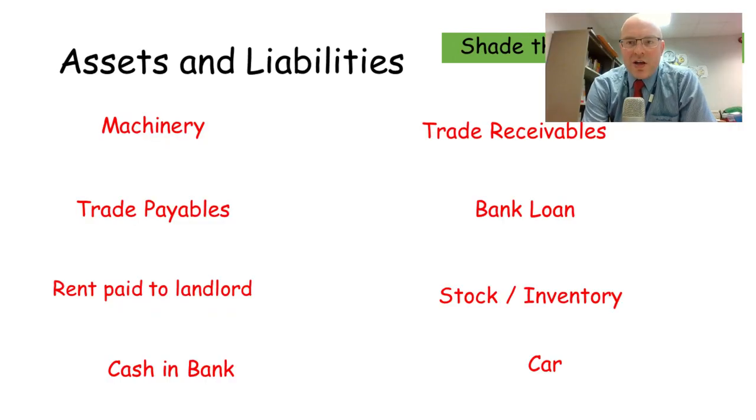So assets are items the business owns, and you have to shade in green the items that were assets. So you should have got machinery. You should have got the stock and inventory. You should have got the car. You should have got the cash in bank. And you should have also got trade receivables, because remember, this is money that you're due to receive. So people you sold items to on credit. They are all assets, things the business owns.